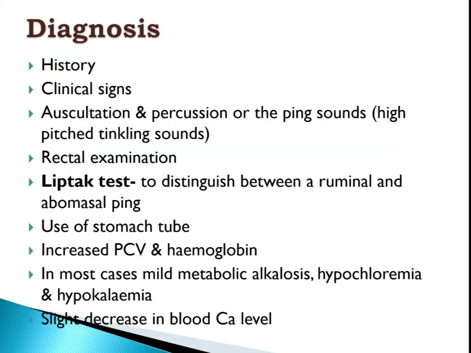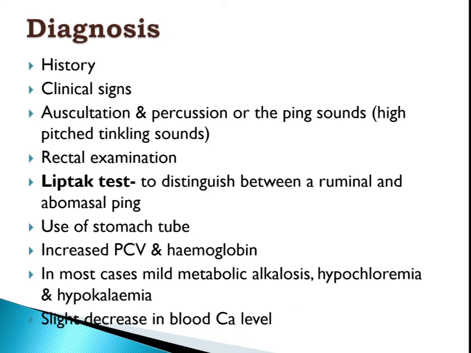Now, how can we diagnose the displacement of abomasum? Firstly, we should learn about the history and clinical signs. Auscultation and percussion should be done for the characteristic ping sounds. Rectal examination should be carried out. Lipstick test can be done as a confirmatory test to distinguish between ruminal and abomasal ping. Use of stomach tube can also be done to diagnose displacement of abomasum.